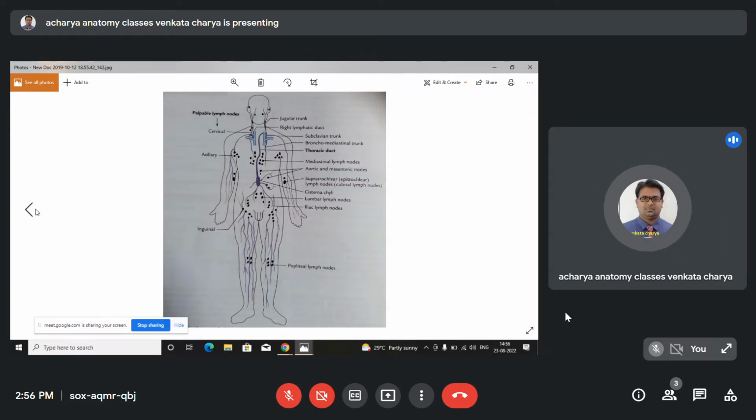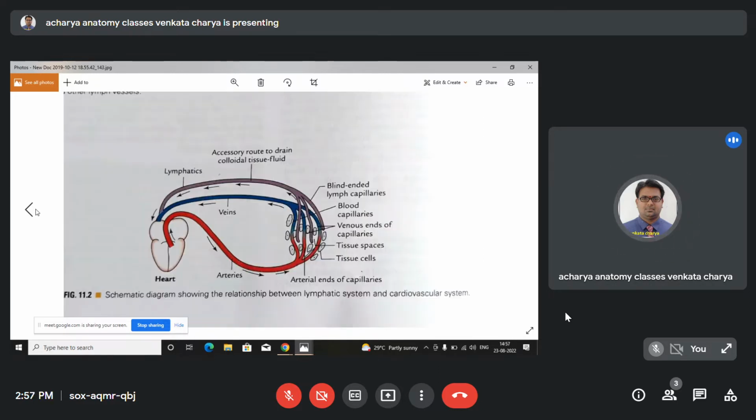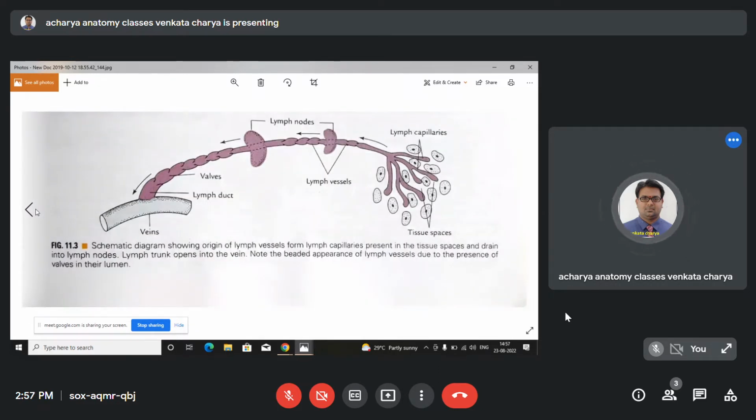Right, are you getting it? Now we discuss the lymphatic system. So what is meant by lymph? Lymph is extracellular fluid. See here, the cell space, the tissue spaces. Between the cells there is the extracellular space, and through this extracellular space there is the presence of fluid. That fluid is nothing but lymphatic fluid.